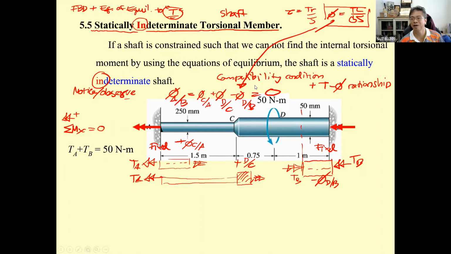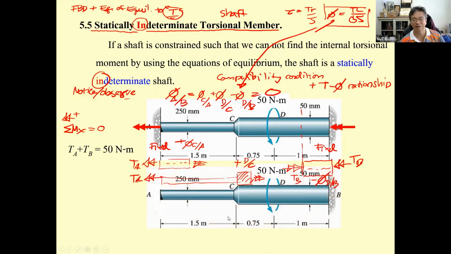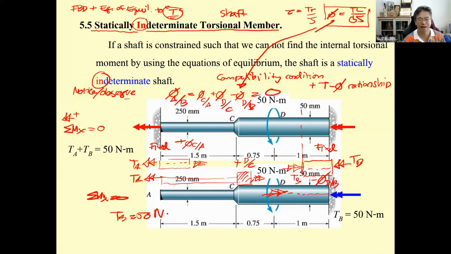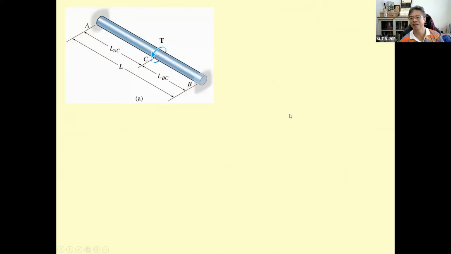You can solve two equations for two unknowns, T sub A and T sub B, easily. And then compared to this one, this is going to be statically determinate. You know the T sub B directly to be equal to the applied 50 Newton meter. You can see this 50 Newton meter is going to be in this direction, and you just do the summation of the moment about x equal to 0, T sub B equal to 50 Newton meter. Very simple. But anyway, there are uses of this one.